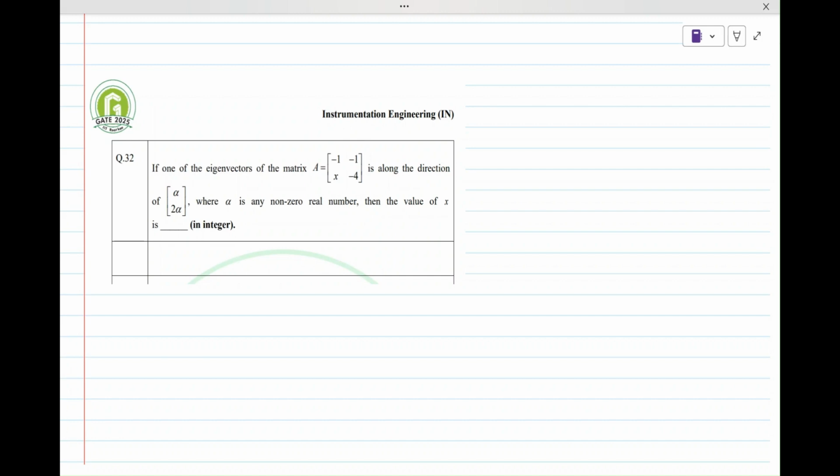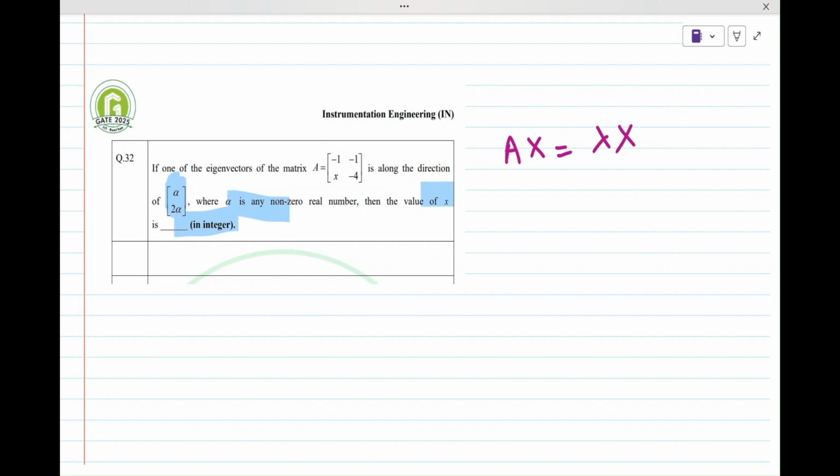The first question that we are going to discuss: if one of the eigenvectors of the matrix A is along the direction of alpha to alpha, where alpha is any non-zero real number, then we have to find the value of x, which is an integer. We know that the equation for eigenvectors we are going to use is Ax equals lambda x.